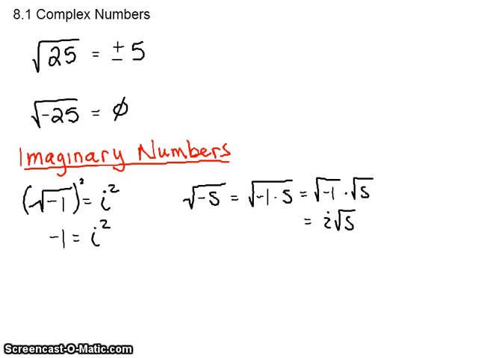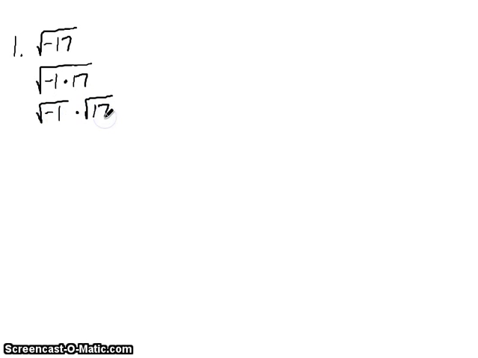So we can look at a couple of different problems that are all going to deal with the square roots of negative numbers. Our first example would be something like the square root of negative 17. We want to think about this as the square root of negative 1 times 17, which is the square root of negative 1 times the square root of 17. And we know the square root of negative 1 is i. So we're looking at i times the square root of 17. Now, the square root of 17 we can't really simplify. 17 is a prime number, so we're just going to leave it at i times the square root of 17.